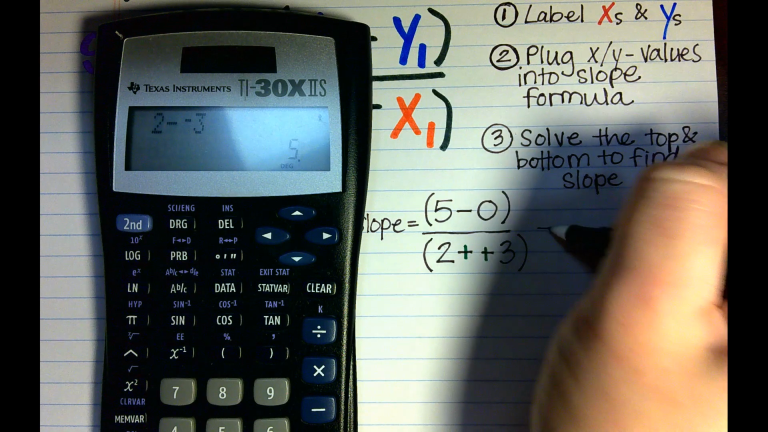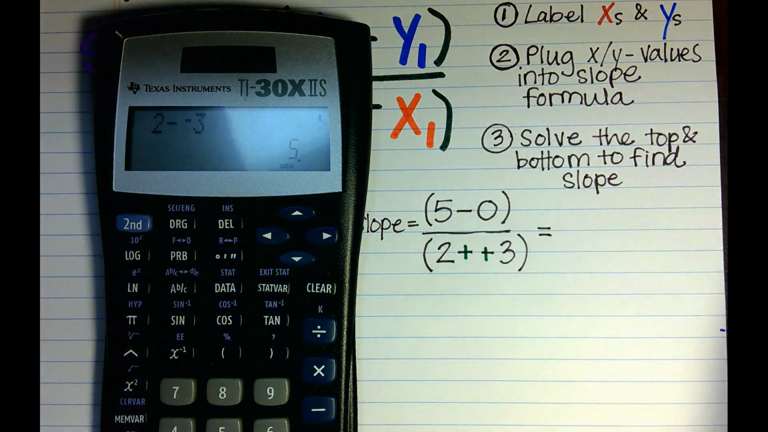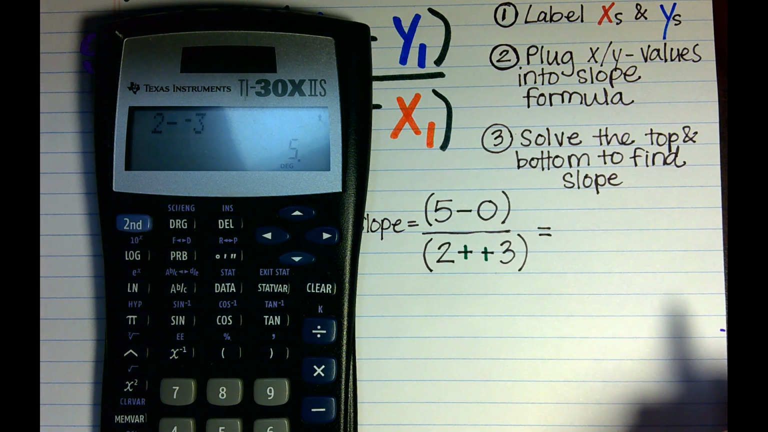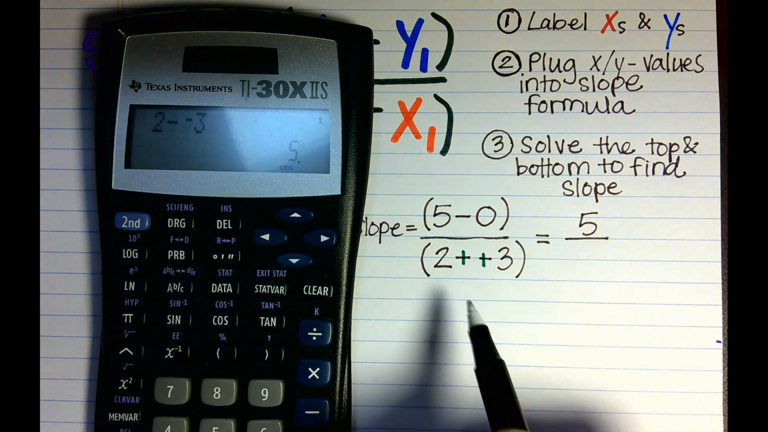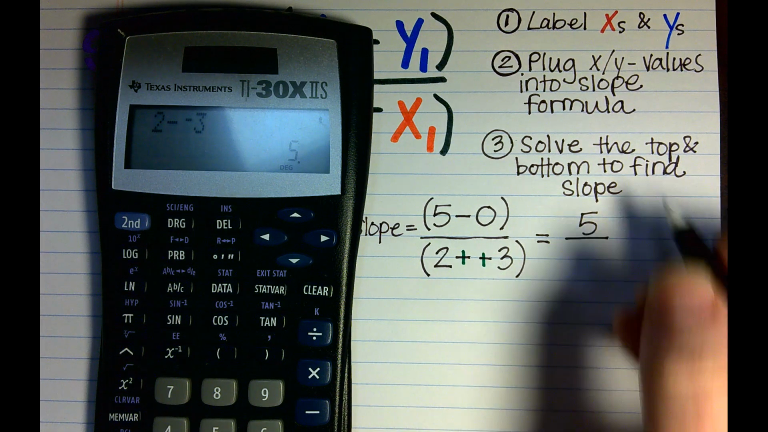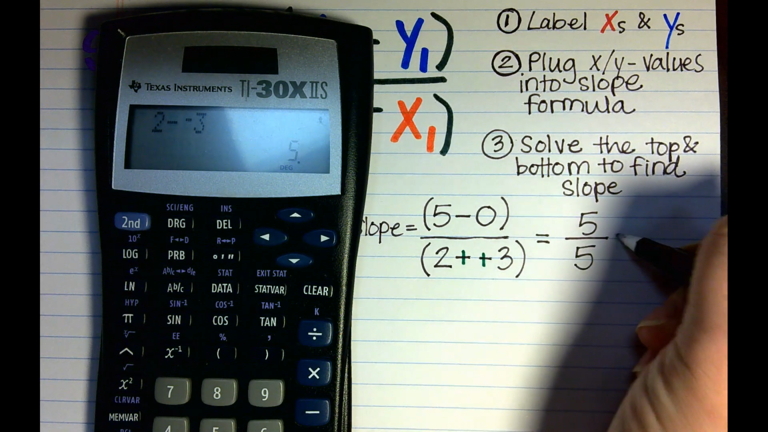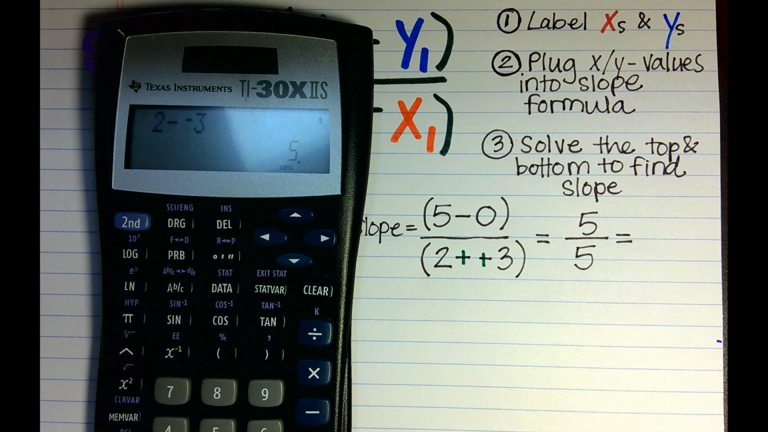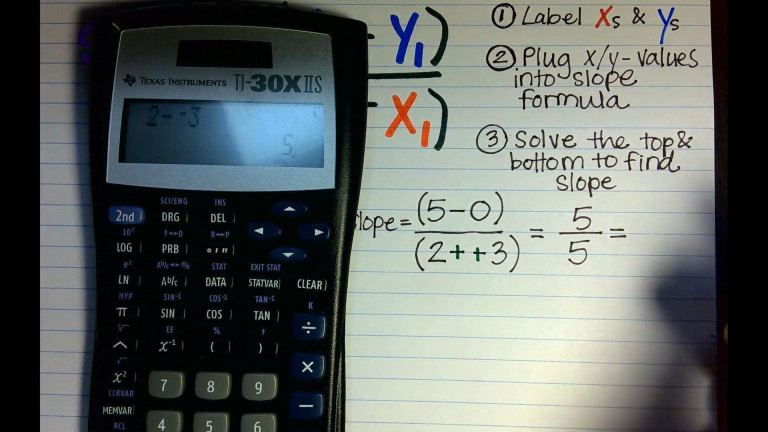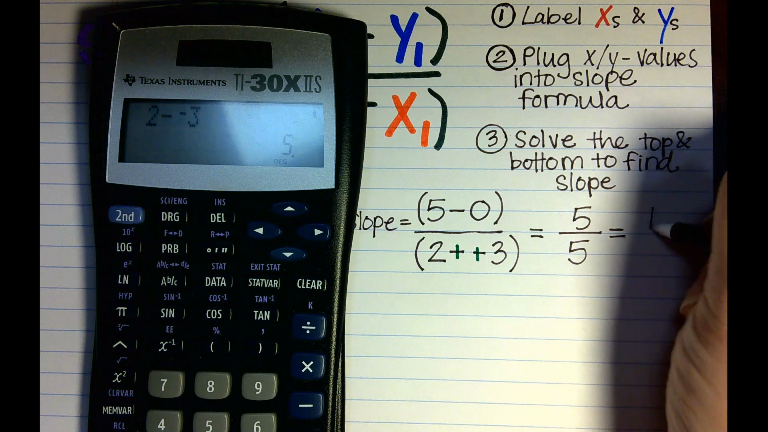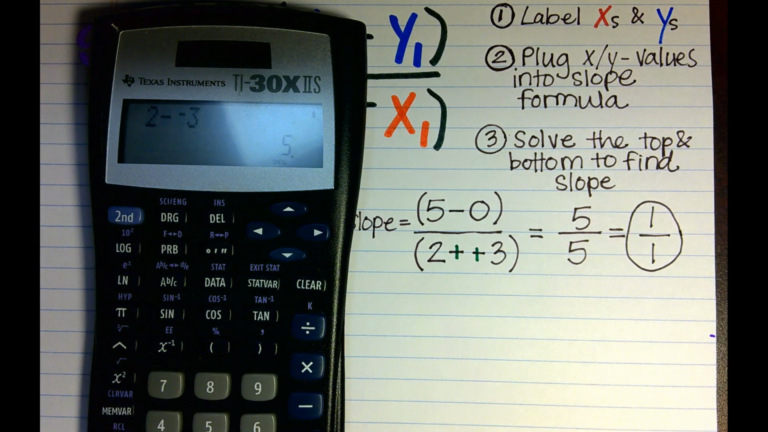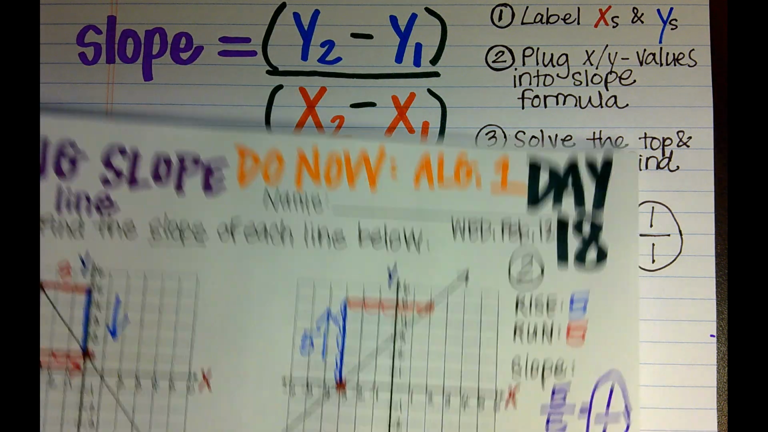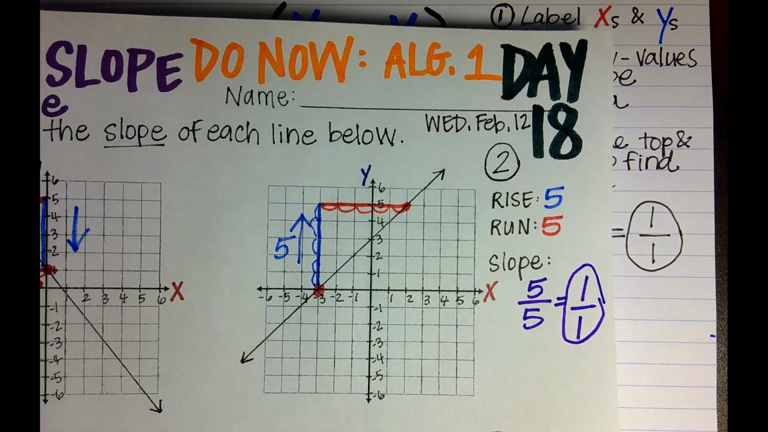So let's solve this out. So how do I solve the top? 5 minus 0, what is that? 5. And 2 minus -3, or 2 plus 3 is 5. Can we simplify? Yes. What's our simplified slope? 1 over 1. That was our points from number 2 on the do now. And that was our slope. We did it correctly. Good.